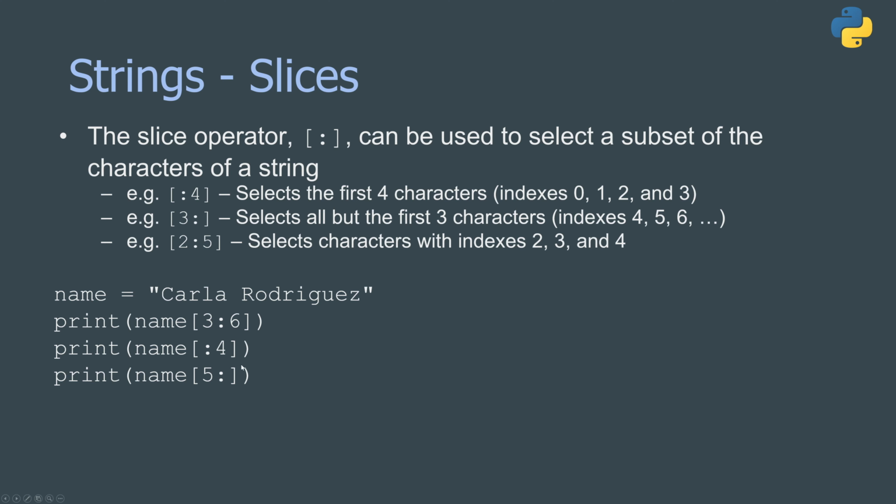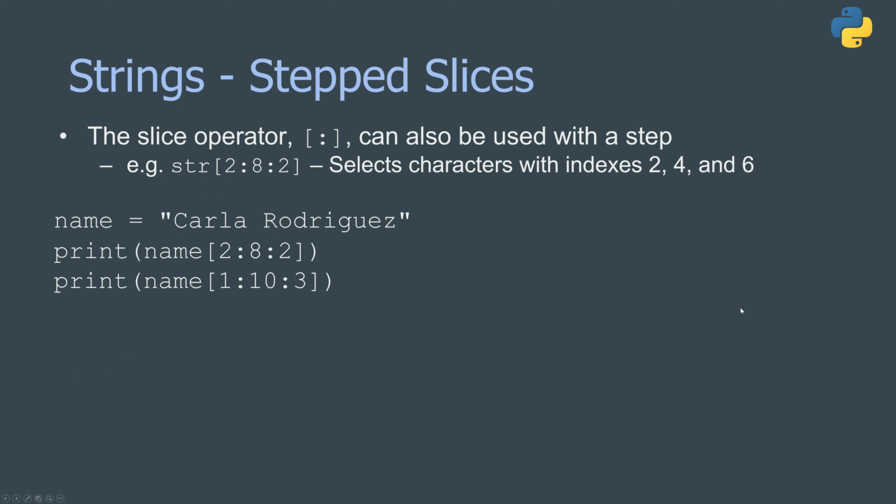Okay, so index 5 is 0, 1, 2, 3, 4, 5. That's the space. So the space gets included, and all the remaining characters, even the Z at the end, get included in the substring. And slices are even more powerful because you can also have a step. So you can actually have 3 values if you have a step operator.